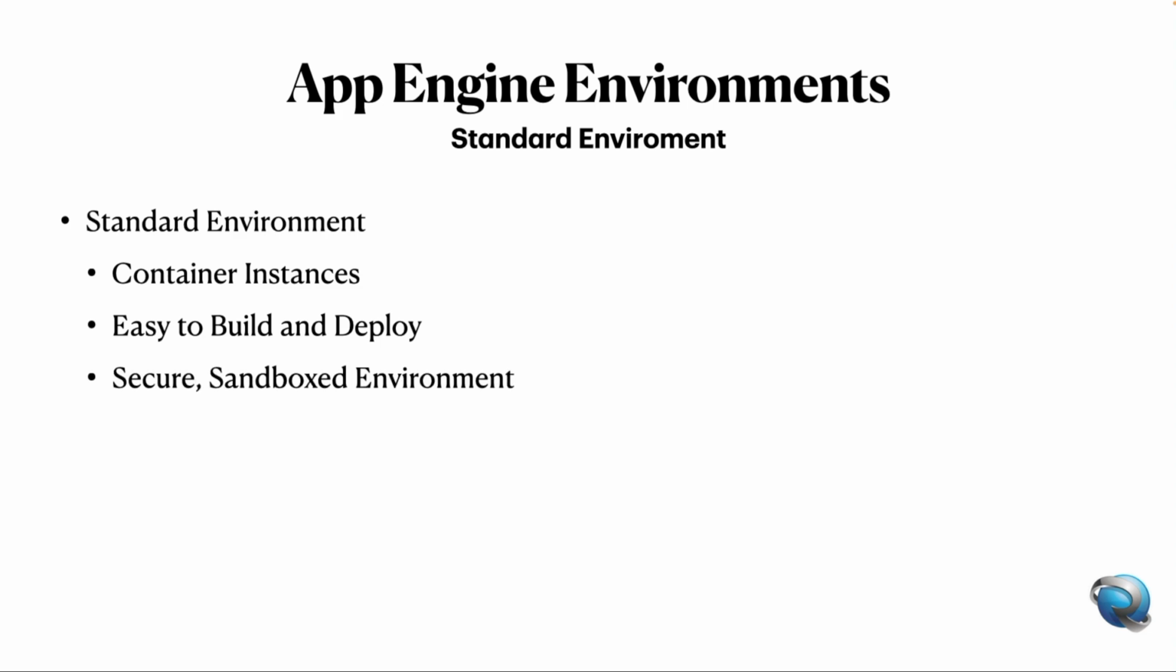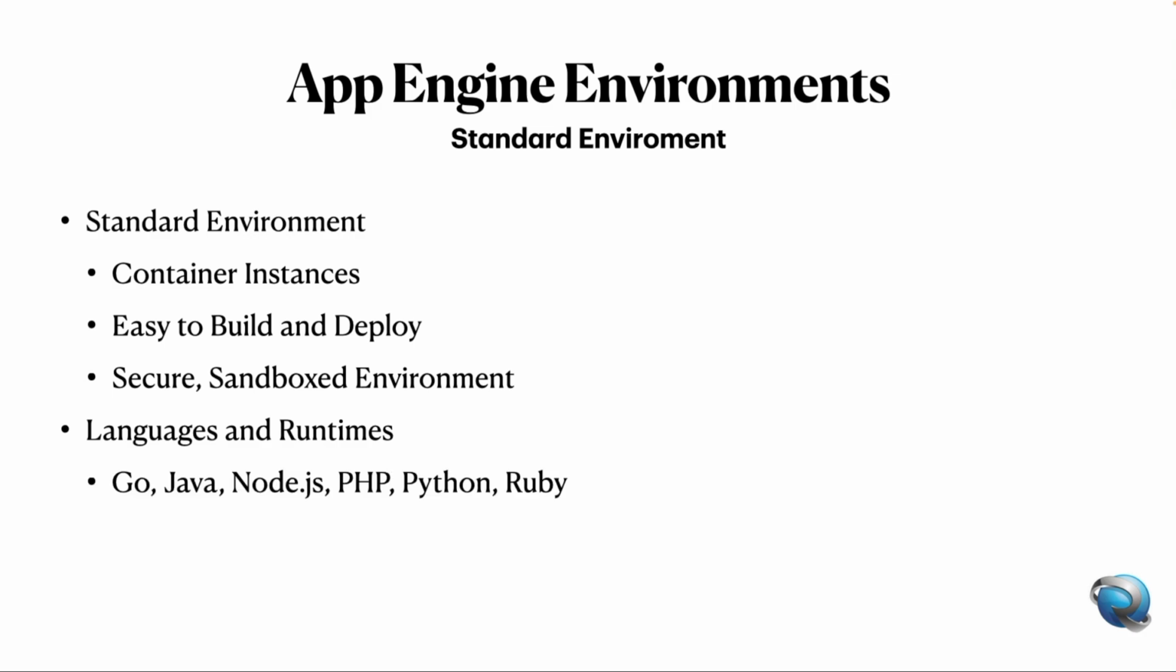Applications run in a secure environment, allowing the standard environment to distribute requests across multiple servers and scale servers to meet traffic demands. Standard environment languages and runtimes: it supports Go, Java, Node.js, PHP, Python, and Ruby, which we have seen in the prior slide. Instance classes. Instance class determines the amount of memory and CPU available to each instance, the amount of free quota, and the cost per hour after your application exceeds the free quota.